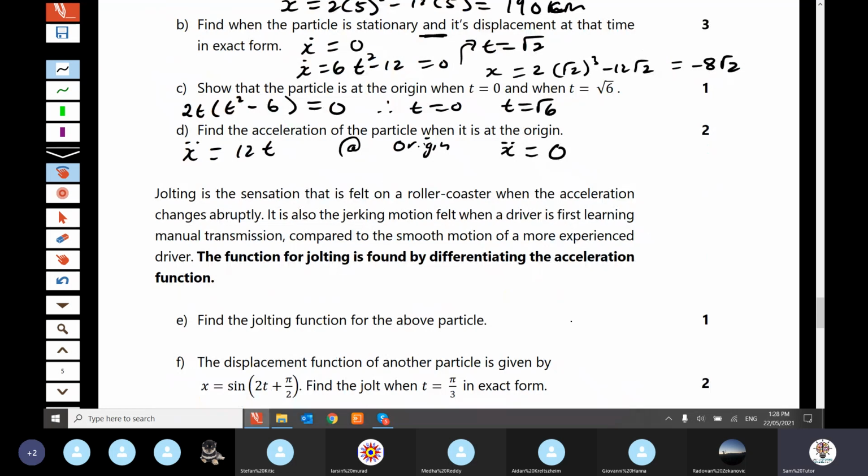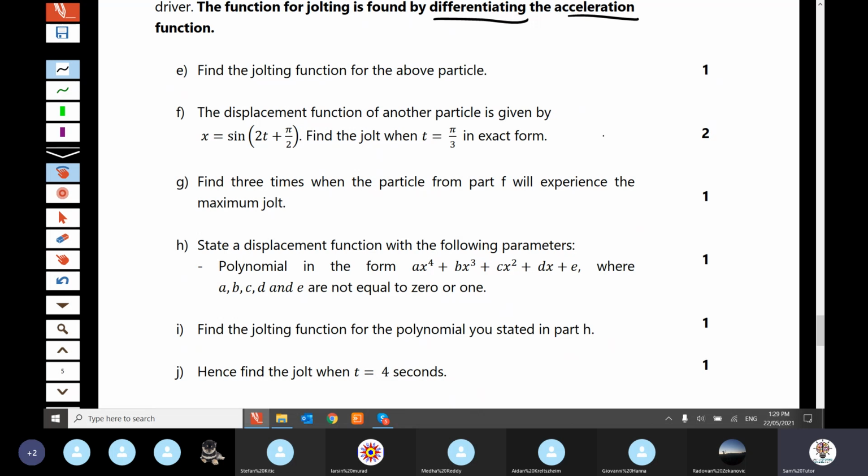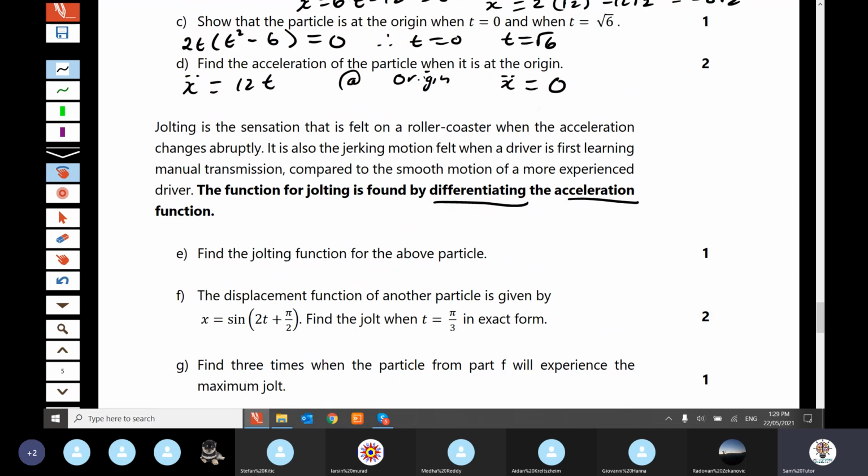Moving on. Jolt is the sensation that is felt on a roller coaster when the acceleration changes abruptly. It is also the jerking motion felt when a driver is first learning manual transmission, compared to the smooth motion of a more experienced driver. The function for jolt is found by differentiating the acceleration function. So the jolt function is just the derivative of the acceleration. Find the jolt function for the above. Well, x triple dot is equal to 12.